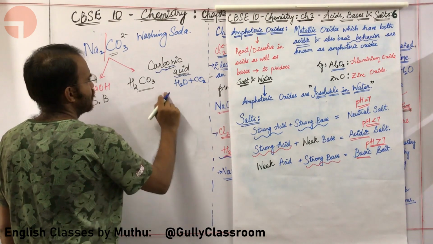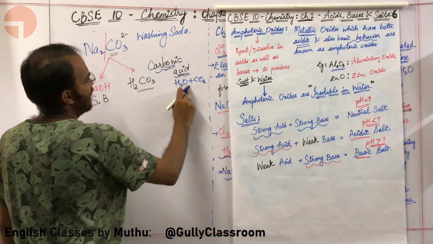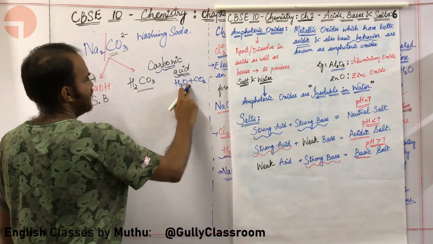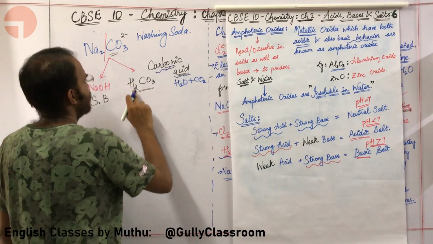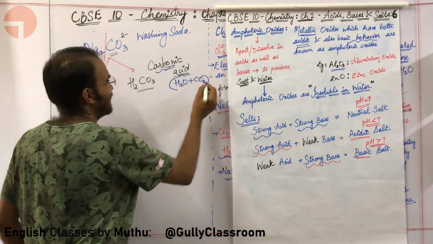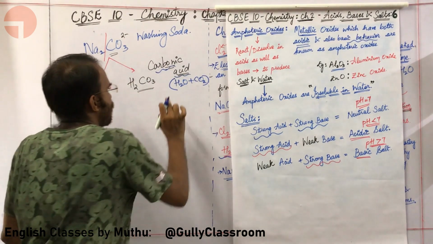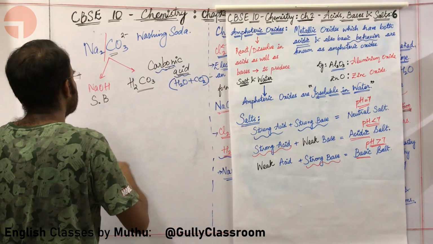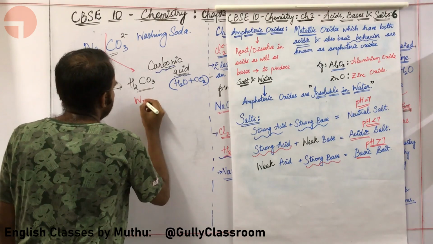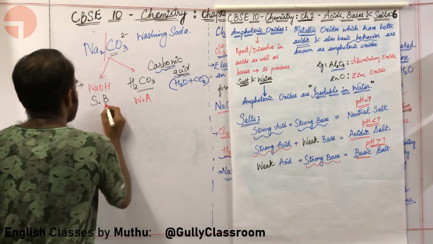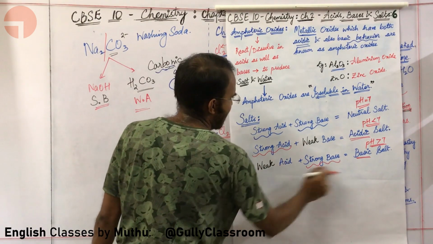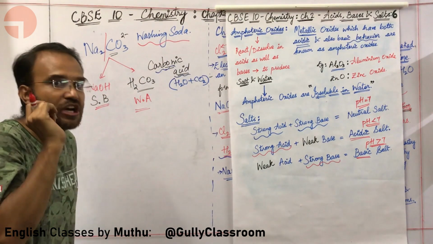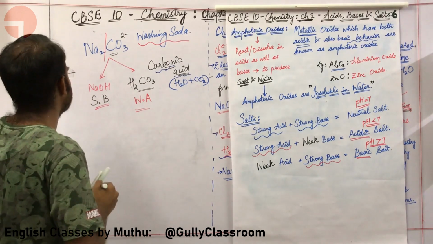Let us count the total number of atoms here. Here 2 hydrogen, H2, 1 carbon, C, 3 oxygen, O3. So H2CO3 is nothing but a literal combination of water and carbon dioxide. This can be simply called a weak acid. So when a strong base combines with a weak acid, we get a basic salt. So washing soda is a good example of a basic salt.